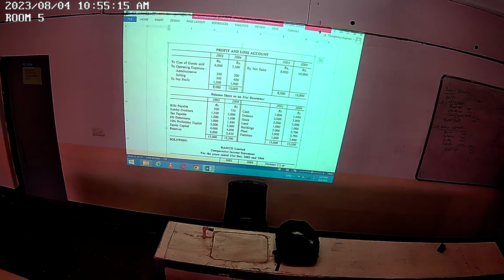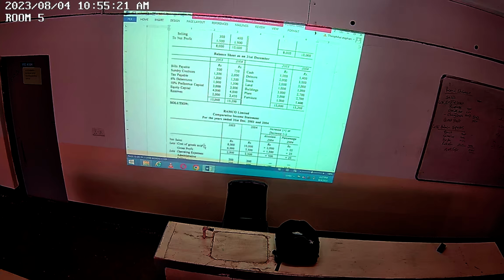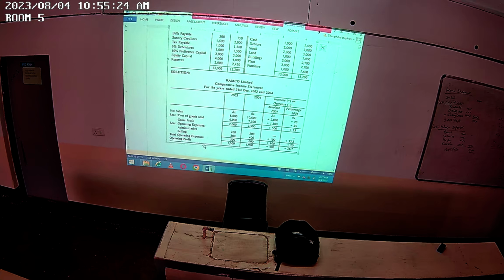So if you look at the comparative income statement, we have this one. Now sales. There is a difference of 2,000. If you see the increase or the decrease, we just compare the two. To find the 25, you did what? 2,000 divided by 8,000. You got 25.